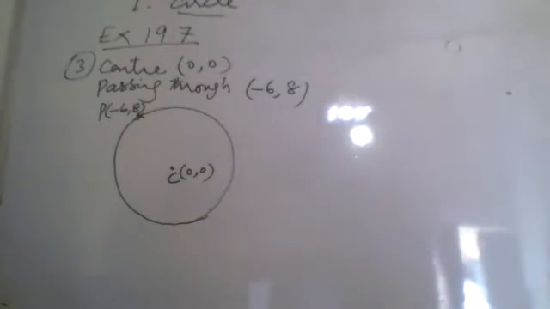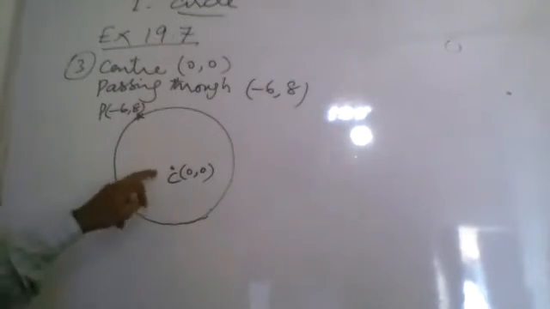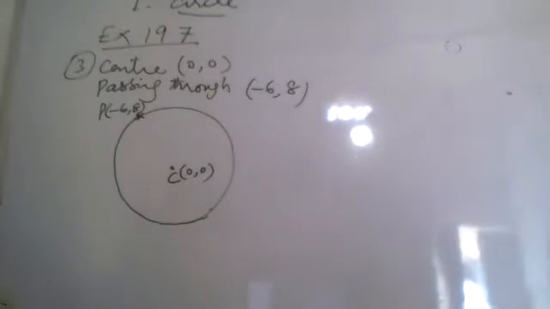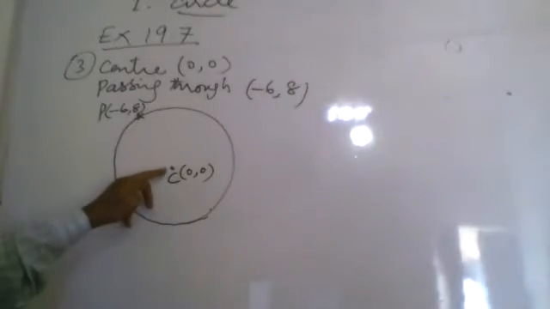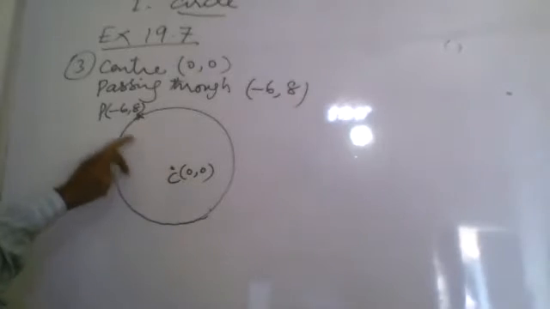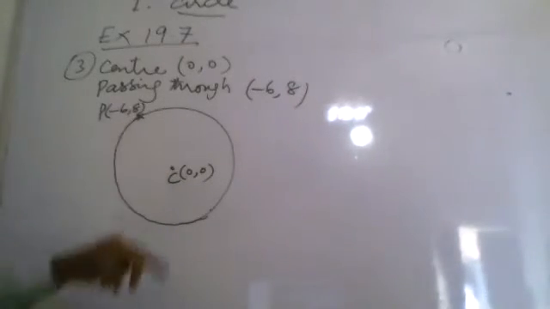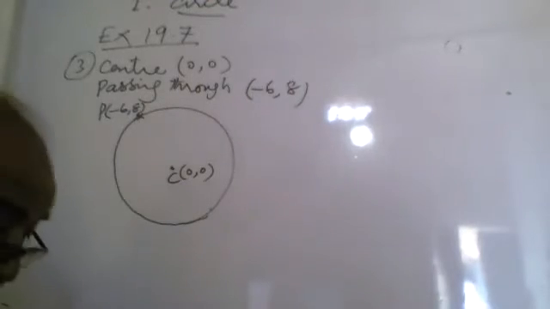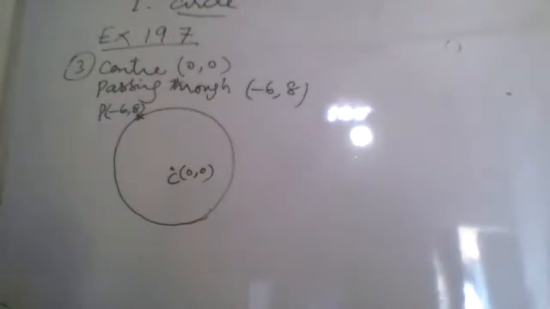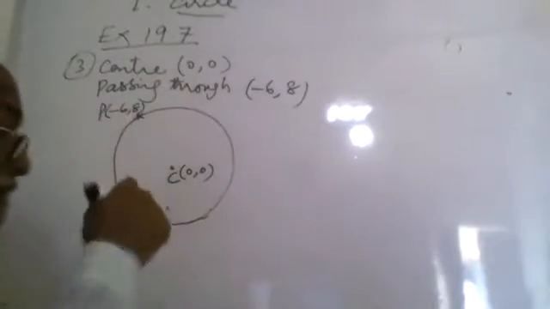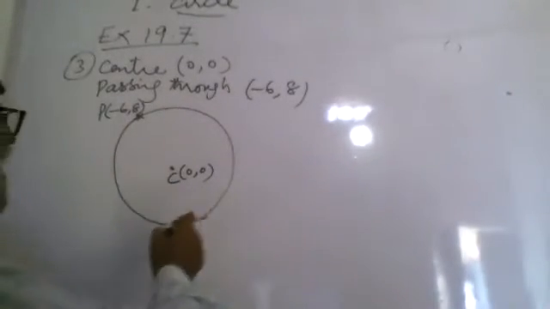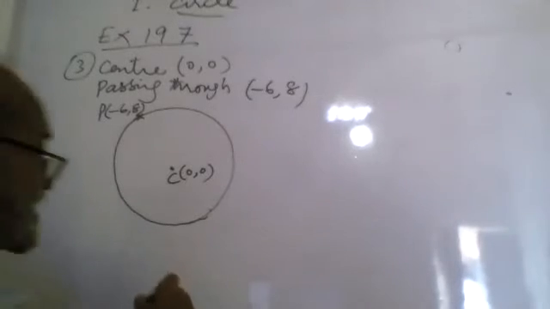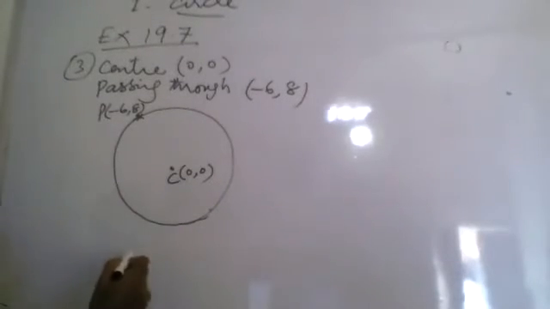So we can find the equation of a circle if we know the center and if we know the radius. We do not know the radius. So therefore, we will first of all find the radius. Radius will be the distance between the center and the point P. CP, the distance will be the radius. How to find the radius? We will use the distance formula to find the radius when the 2 points are given.